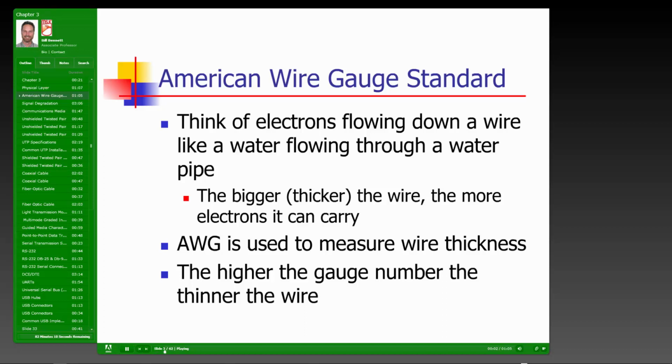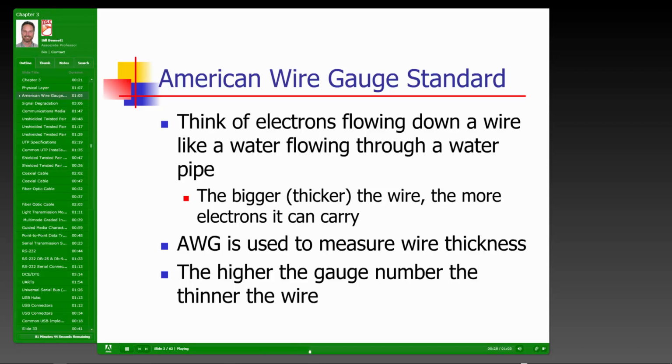Even though wireless networks are quite popular these days, and of course fiber optic networks as well, still the majority of network installations are copper-based. They're using wires to make the connections between all of the devices. So one of the important things to understand right off the bat is the American Wire Gauge Standard, or AWG.